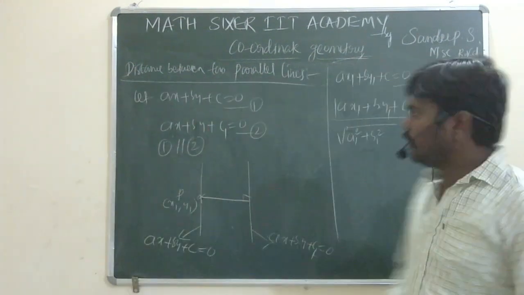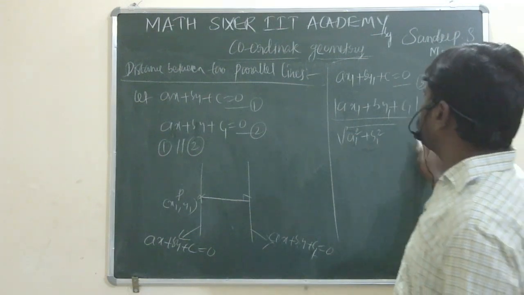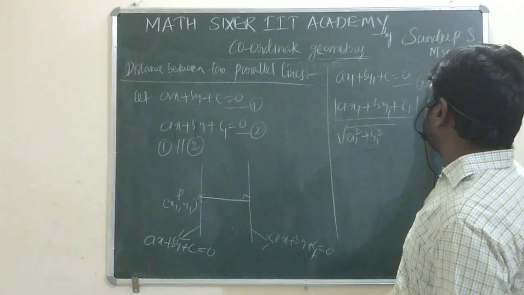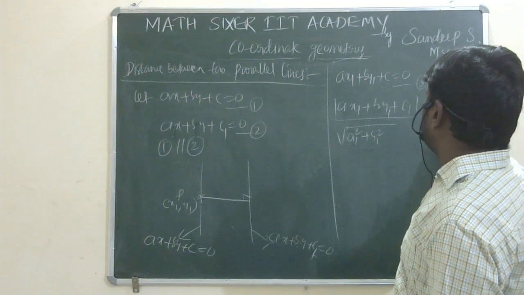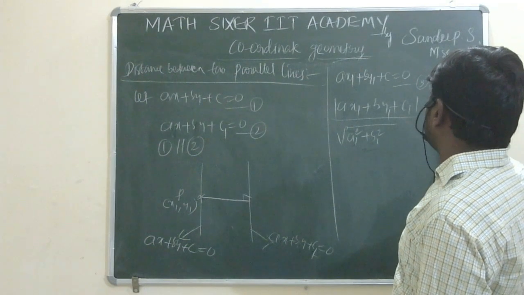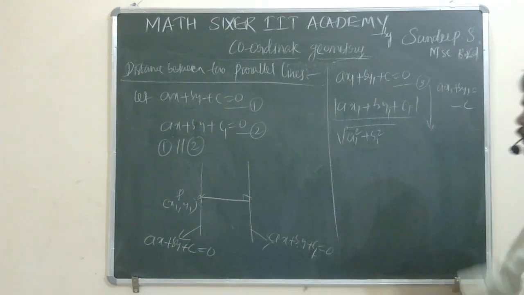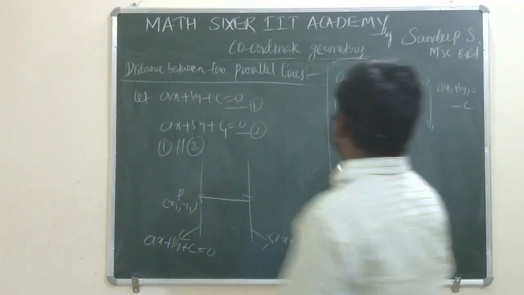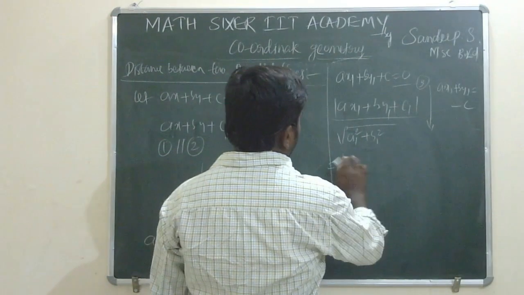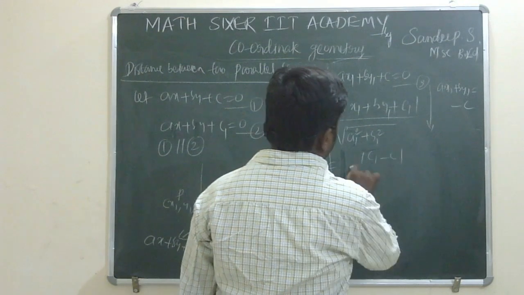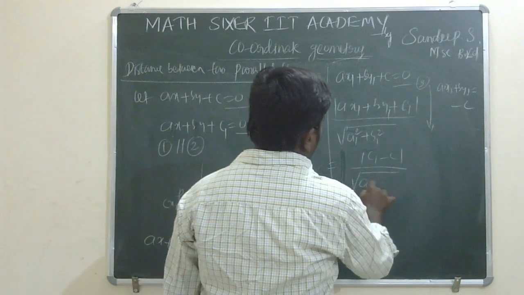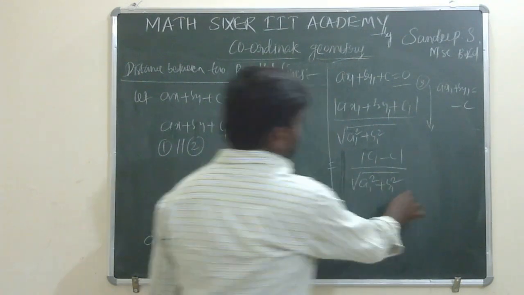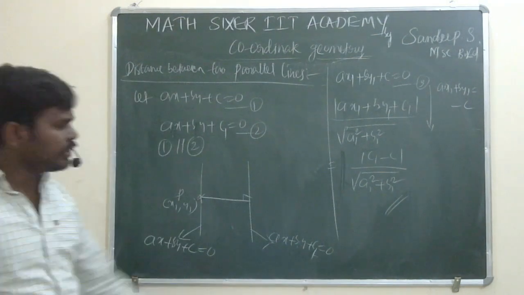Now from equation number 3, we can write ax1 plus by1 is equal to minus c. So simply when you replace here, we get modulus of c1 minus c divided by square root of a square plus b square. Okay, so this is the derivation.